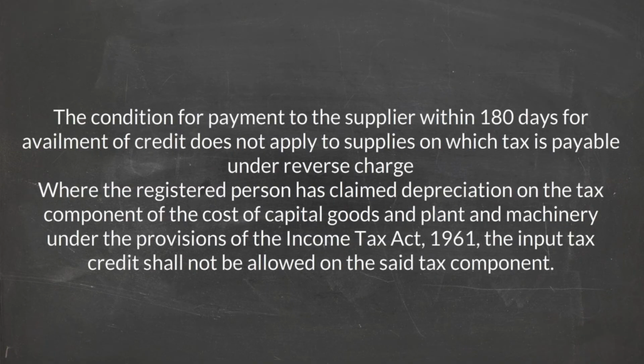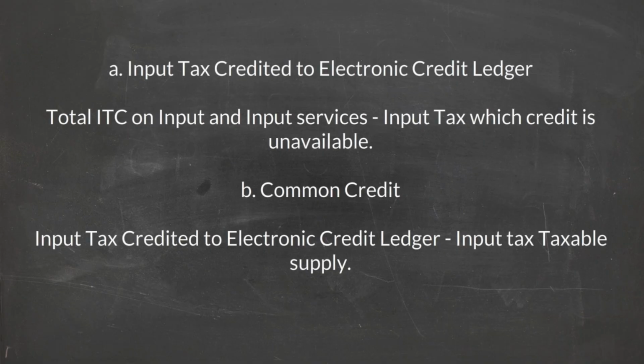The condition for payment to the supplier within 180 days for availment of credit does not apply to supplies on which tax is payable under reverse charge. Where the registered person has claimed depreciation on the tax component of the cost of capital goods and plant and machinery under the provisions of the Income Tax Act, 1961, the input tax credit shall not be allowed on the said tax component.